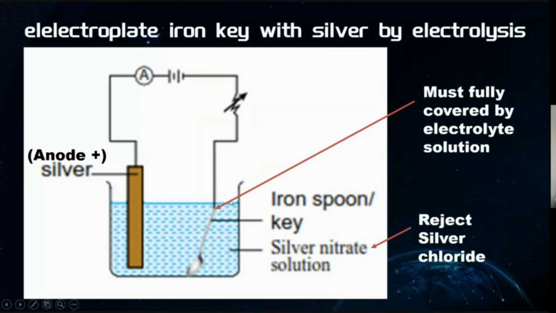So this is for when the question asks you to draw the diagrams. Make sure that you draw it correctly. This one is a real step actually. Then for the silver nitrate solution, the solution must contain the electroplating metal ions. Let's say you want to electroplate the key with silver, so the solution must contain silver ions. Let's say you want to electroplate with copper, so the solution must be copper(II) sulfate solution, for example. Here you must reject silver chloride. Remember, silver chloride is an insoluble salt. It exists as a solid.